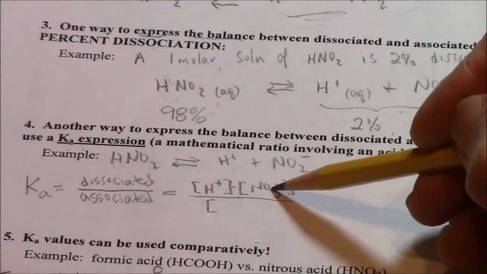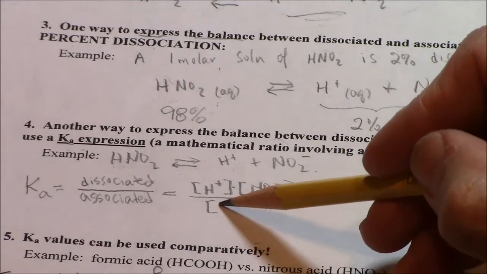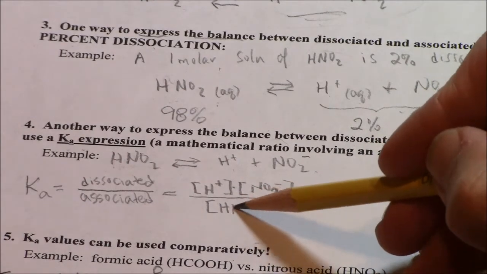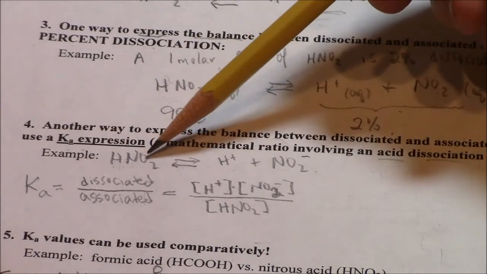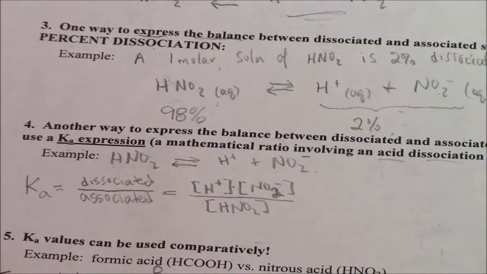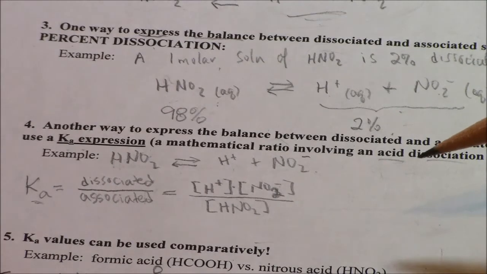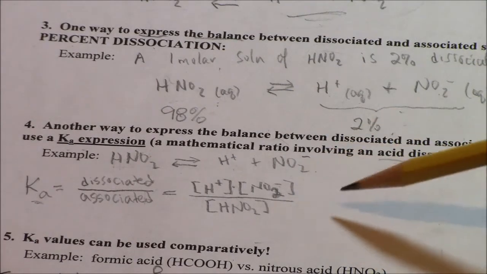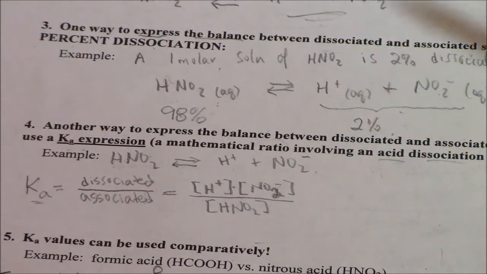Oop, made a mistake. This is a 2, not a 3. HNO2. And on the bottom will be the associated form, the HNO2 right here. So here's the dissociated on top, associated on the bottom. That ratio will be a value. It's like a fraction. Maybe it's 1 out of 4. Maybe it's 1 out of 2,000. We're going to calculate that given this equilibrium right here.